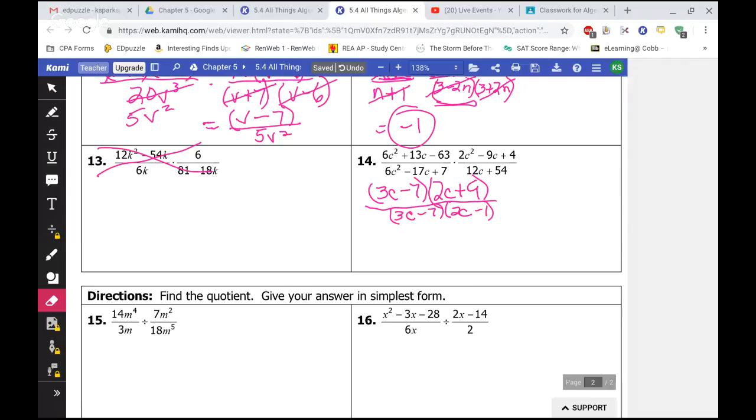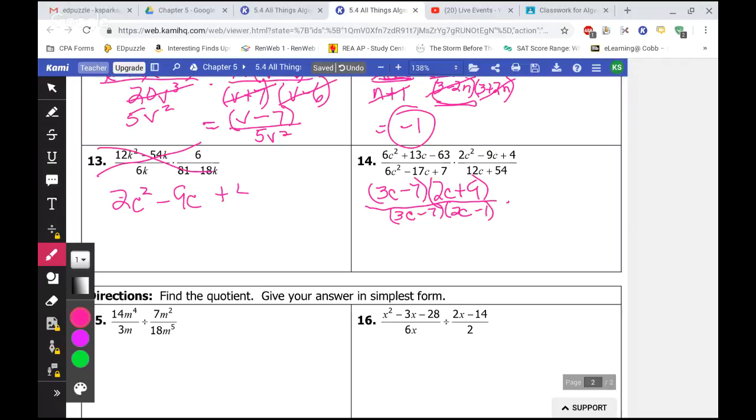Okay. So the second part of this isn't as bad factoring. We've got 2c squared minus 9c plus 4. Y'all tell me which one. I'll do the AC method one more time. And so that gives me an 8.